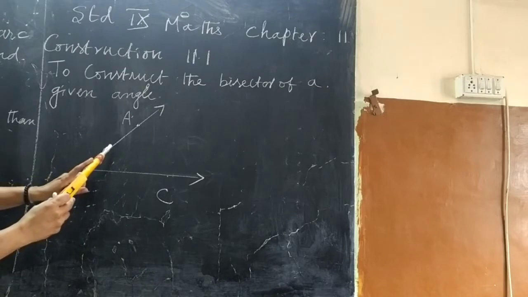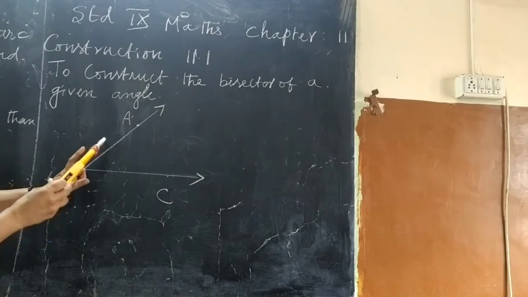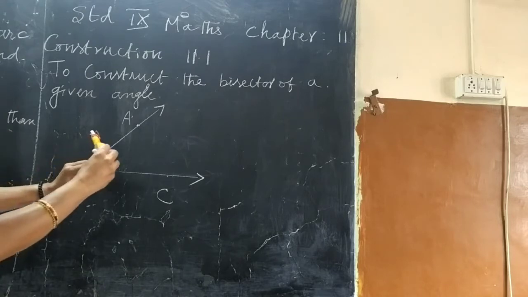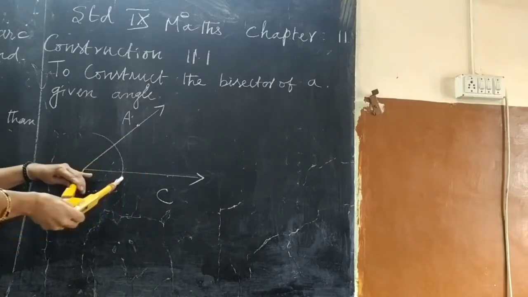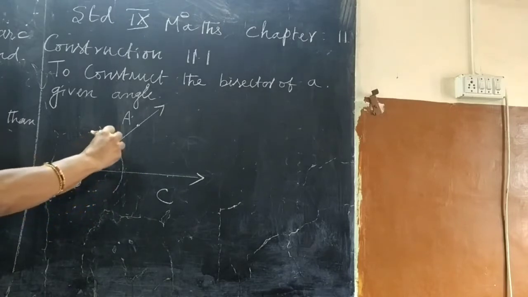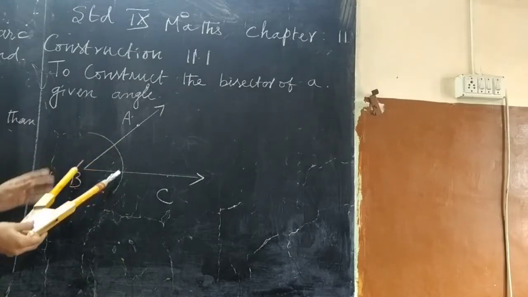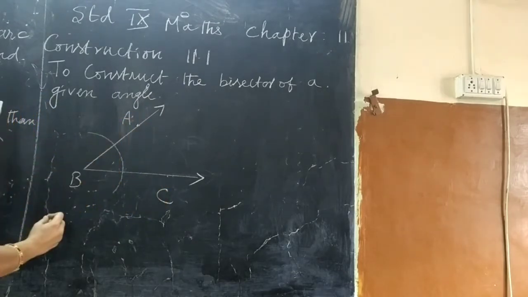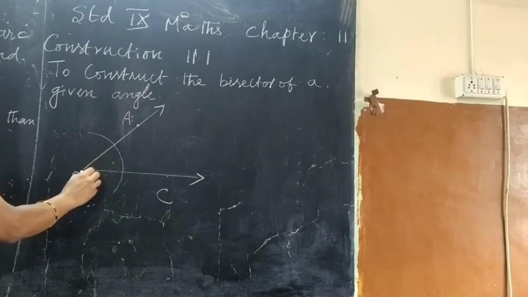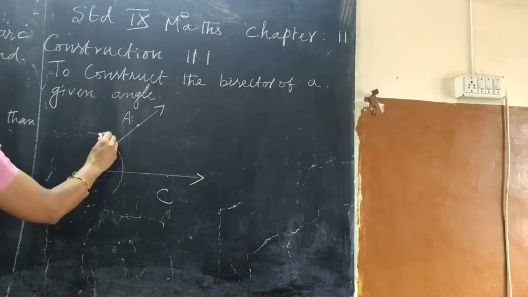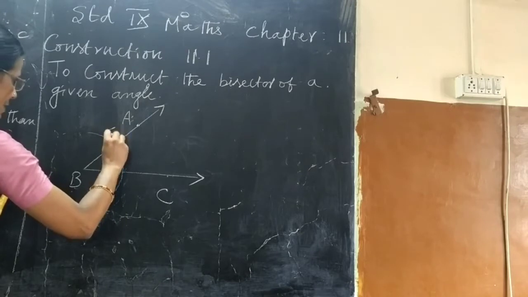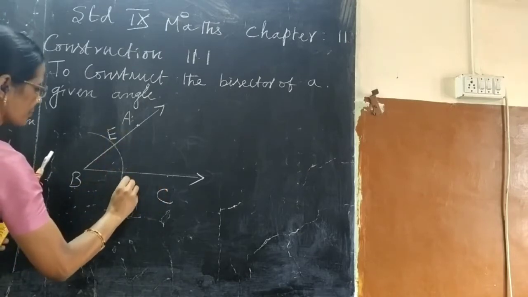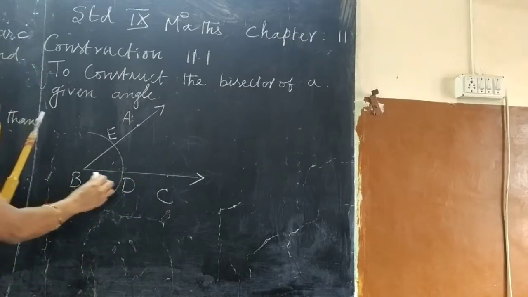B center and any convenient radius. We have drawn an arc. Draw the arc in such a way that the arc intersects the arms BC and BA. Let it intersect BA at the point E and it intersects BC at the point D. Hope you understood till here.